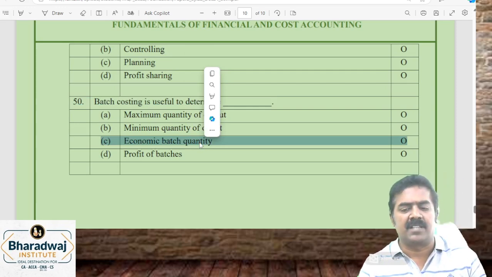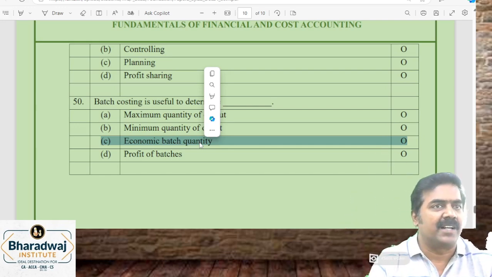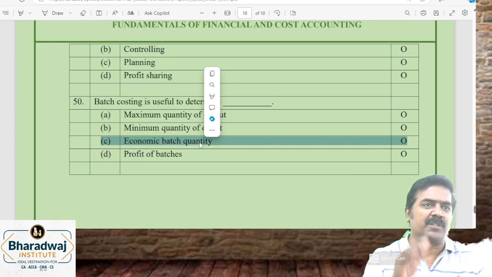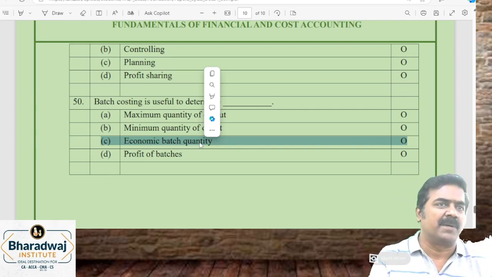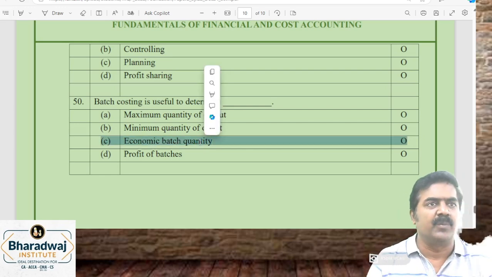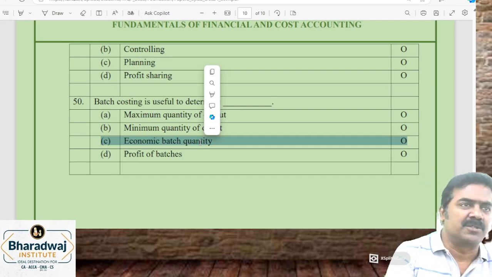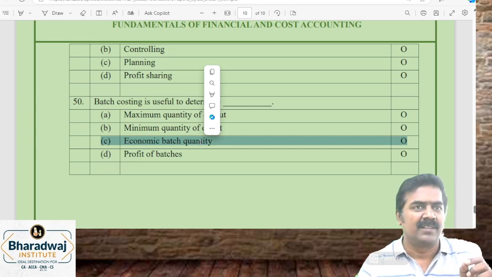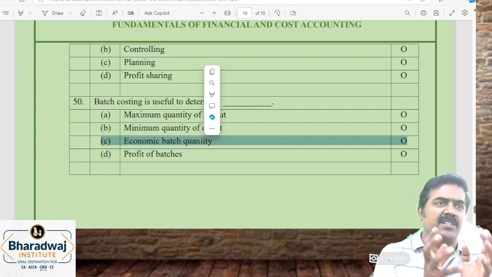What is the batch size you have to manufacture? For example, if you manufacture too large a batch, what will happen? More storage cost will happen. If you manufacture too small a batch, you have to repeatedly keep on running the batches, so fixed cost will be more. So economic batch quantity is a quantity where there is no huge storage cost or huge fixed cost. You balance. Economic means the cost should be low. You manufacture such a quantity.